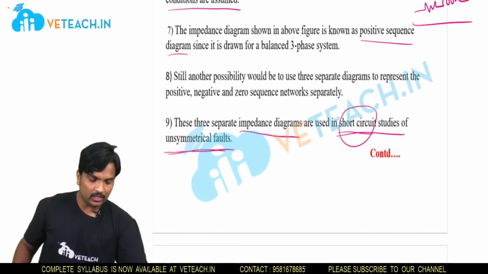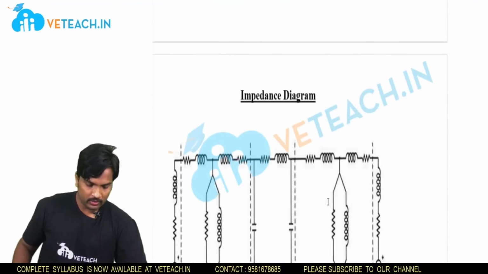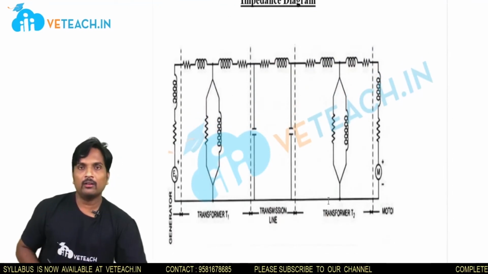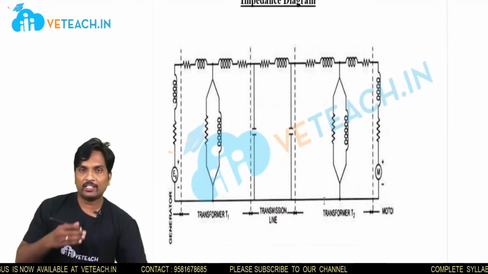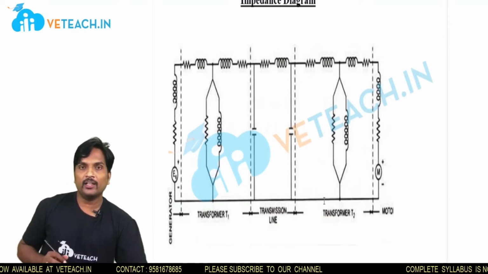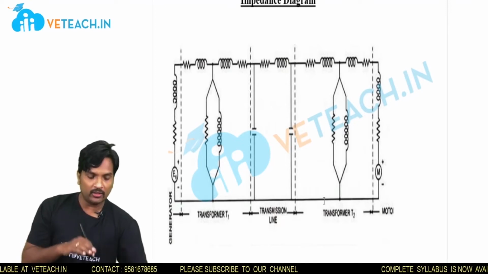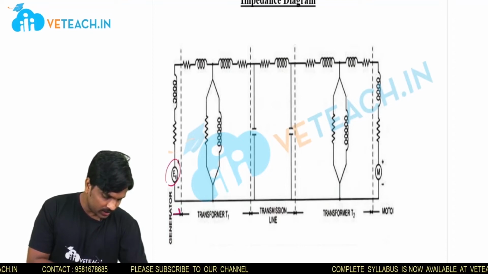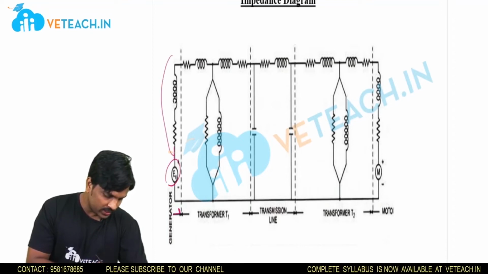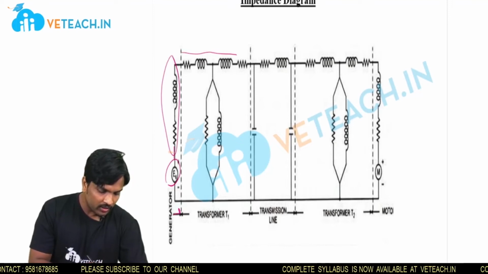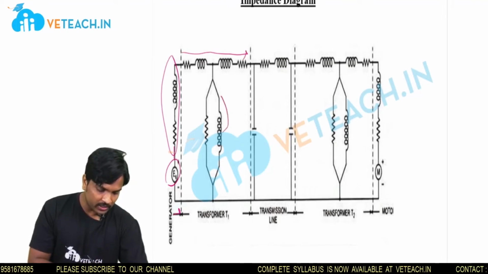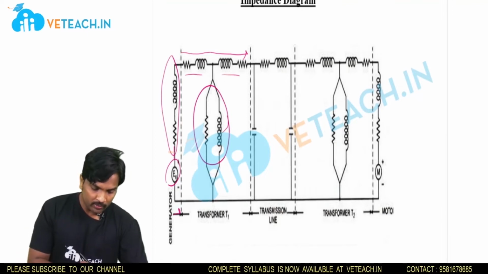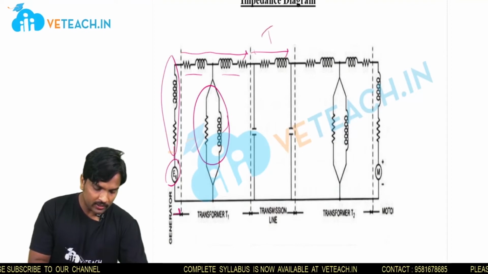That is about the impedance diagram. See, this is the impedance diagram. This impedance diagram is drawn from the single line diagram which I have explained earlier. By taking that single line diagram, I have drawn this impedance diagram. Here, this is the generator, where the impedance is in series with the generator. From here to here, we have a transformer. Here this is the magnetizing branch, this is the primary impedance, and this is the secondary impedance. From here to here, we have a transmission line.